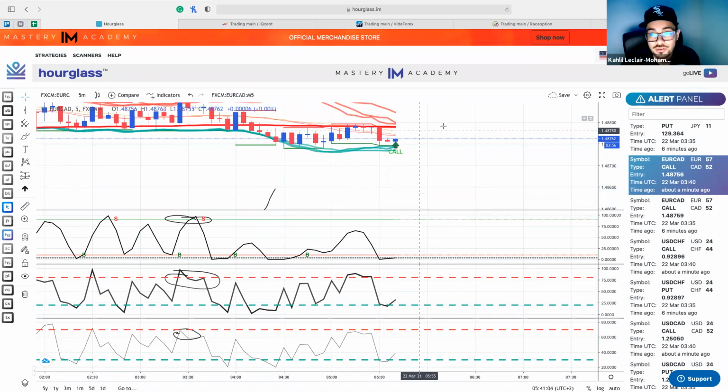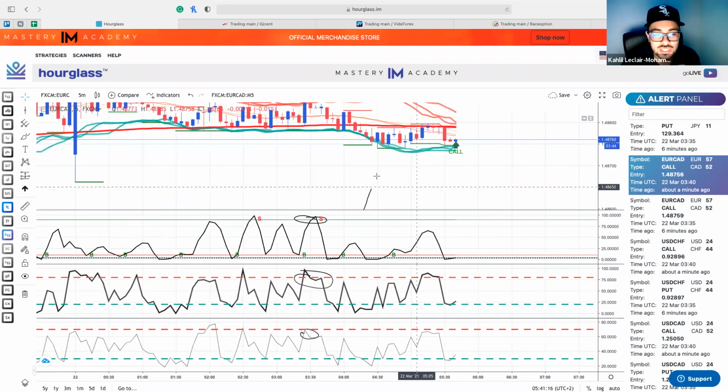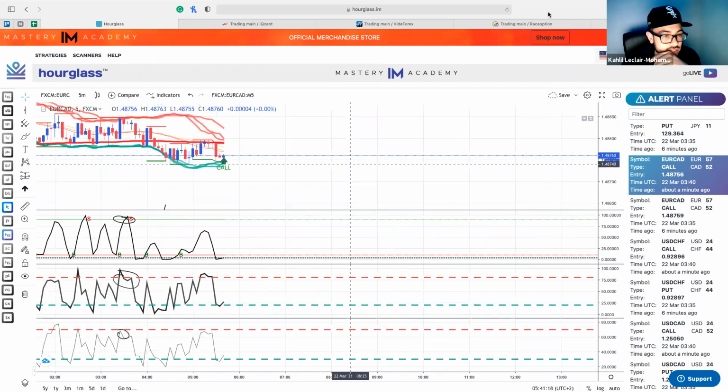Okay. Now, I'm going to show you guys examples of a shift in direction. Now, there's multiple examples that you can go for. Okay. There's different candlestick patterns, so on and so forth. I don't want to go too deep into that because it doesn't matter at the end of the day.